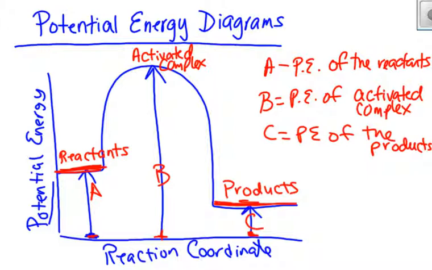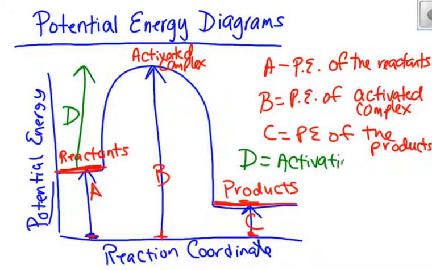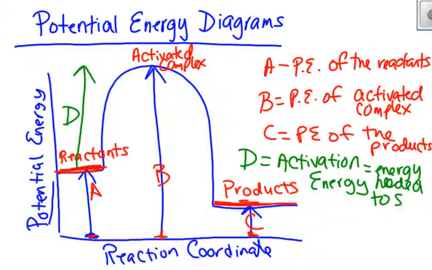Now we can draw in a new line from the reactants to the top of the hill. We'll call this D. D is going to represent what we call the activation energy. Activation energy is how much energy you need to get the reaction started. Like when you activate a credit card, it could start working. So energy needed to start a reaction.